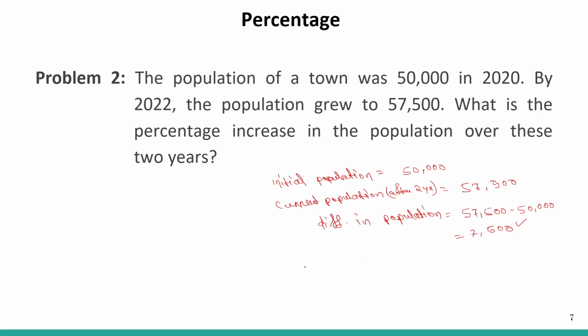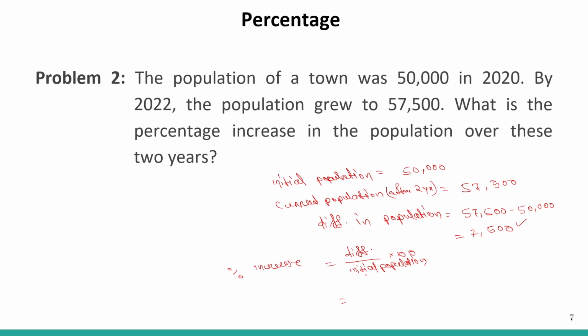In order to calculate the percentage increase, we divide the difference by the initial population, that is 50,000, and multiply by 100 to get the percentage increase. You can say difference or increase, either of the two, because in this case the difference is an increase. If the difference was a decrement, it would be named percentage decrease.